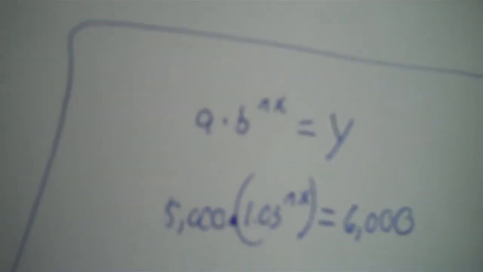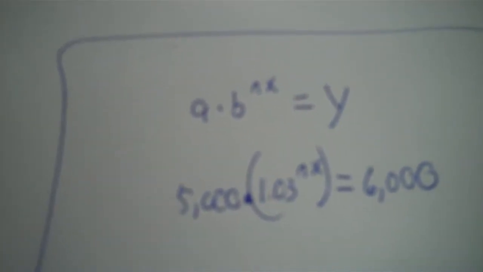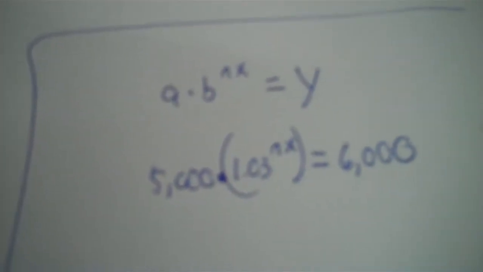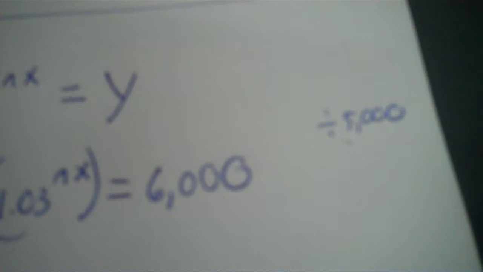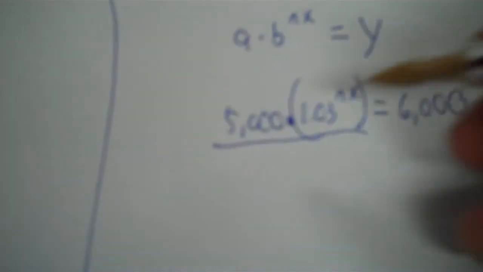Okay. Now you're going to use this. First thing you do is get rid of the operation outside. So you need to first divide by 5,000. Not minus it, it's times, so you divide by 5,000. And that's 1.2.